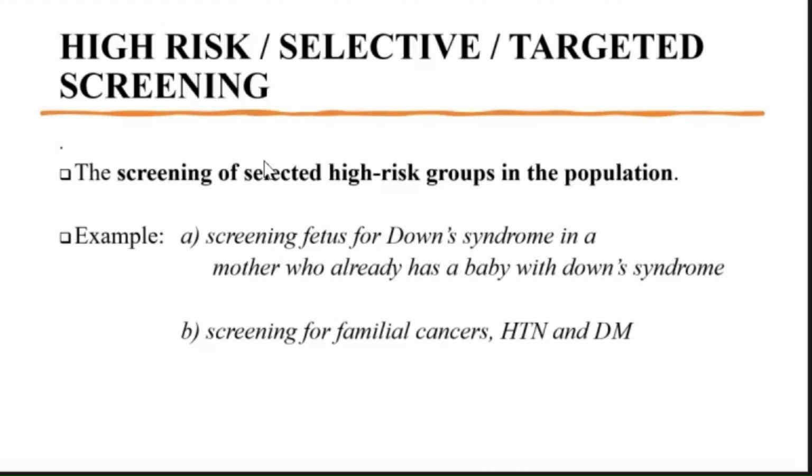So examples can include if you want to diagnose diabetes or hypertension or familial cancer. So we are taking only that population who have a family history of these kinds of cancer. Or if we want to diagnose the fetus for Down syndrome, we select only those mothers who already have a baby with Down syndrome. So we have selected the population with a high risk group.